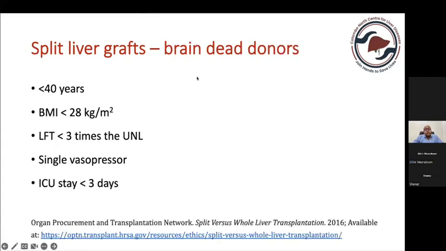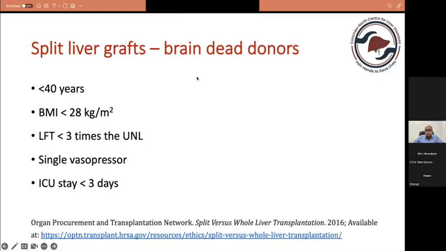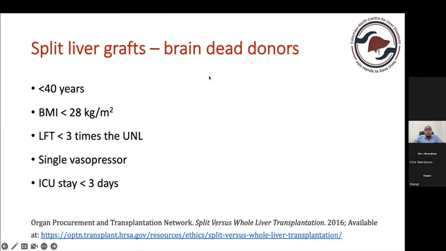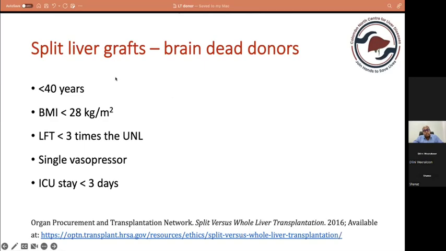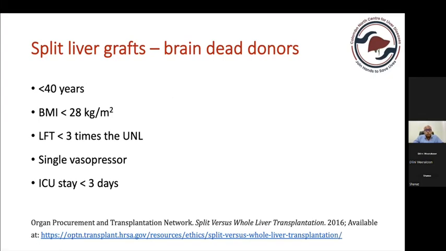So regarding cadaveric donor grafts, not all grafts are splittable. There are certain criteria. This has to be a good graft to split, because otherwise, if we split a marginal graft, the graft might not work once we reimplant. So this sort of donor has to be less than 40 years, BMI less than 28. The liver function should be less than 3 times the upper limit of normal, and they should be on single or minimum vasopressors, short ICU stay.